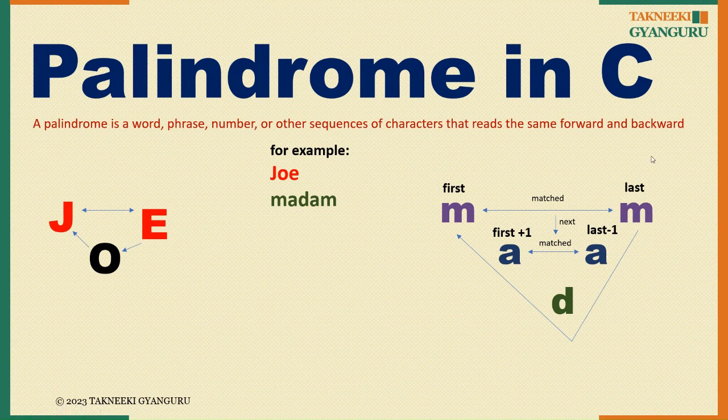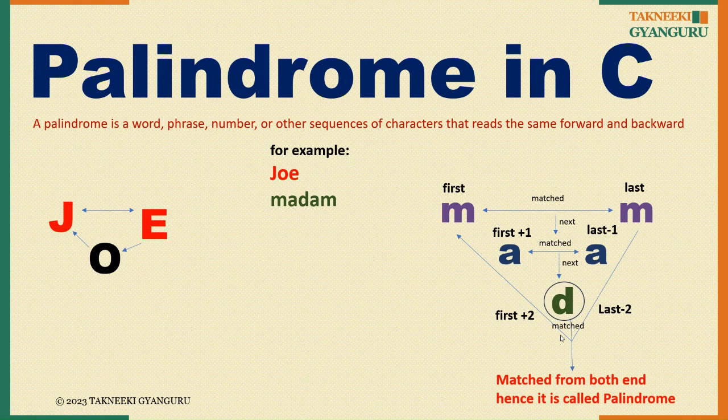But here it is still a palindrome because the first and last match, and the first plus one and last minus one also match. Next, it will move on, and we'll see the first plus 2 also matches, and the last minus 2 also matches. That means both ends match, hence it is called a palindrome. It means left to right and right to left match. So the word madam is a palindrome.